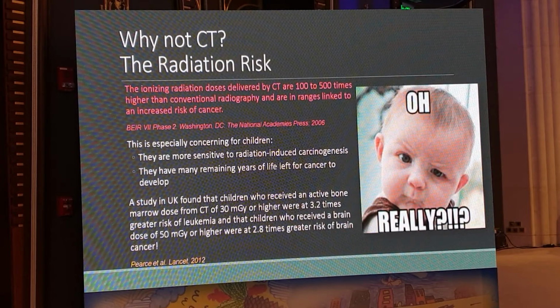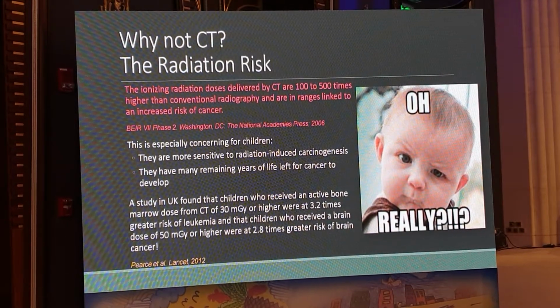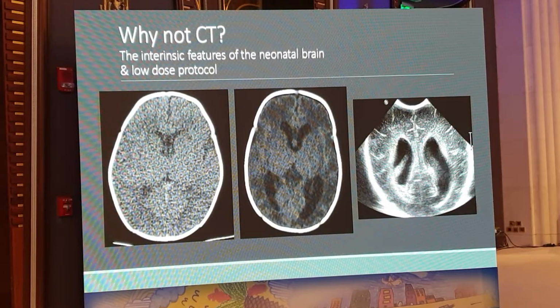The most common tumors related to radiation are leukemia, because of the effect on the bone marrow, and brain tumors. However, we're not talking about a single exam, we're talking about the accumulative effect of radiation. So if we need to do a CT scan, we can do it with proper technique and in certain situations.